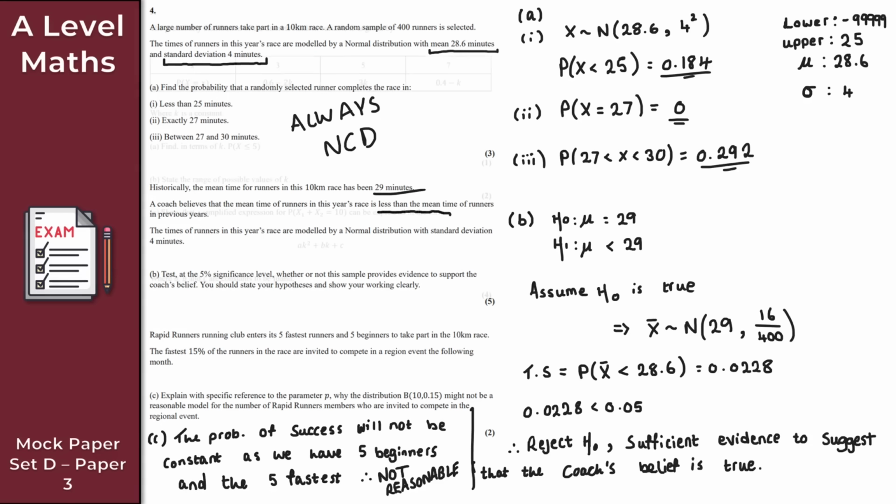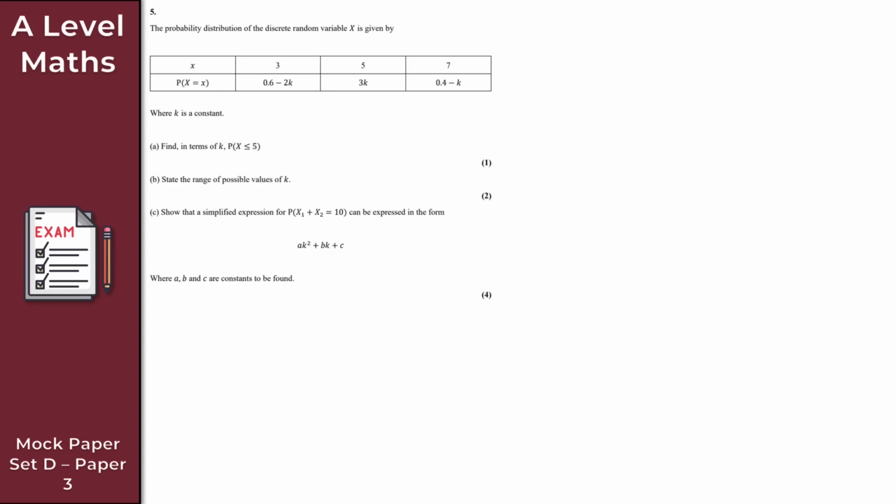4. Now, question 5, as we can see on the screen, is on what we call discrete random variables. As an A-level maths topic, this gets somewhat neglected because it's a first-year topic, but it is still important that you know how to deal with questions such as this one. So what I've got here is the probability distribution of the discrete random variable x, which is given as the following. We've got this table where k is simply a constant.